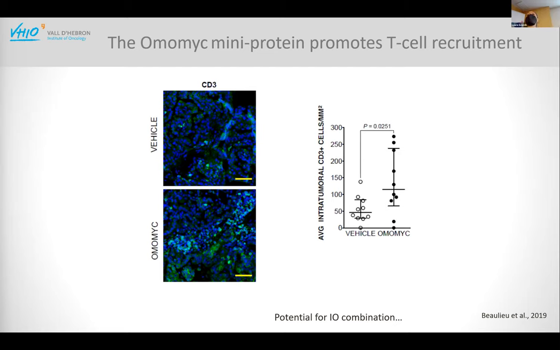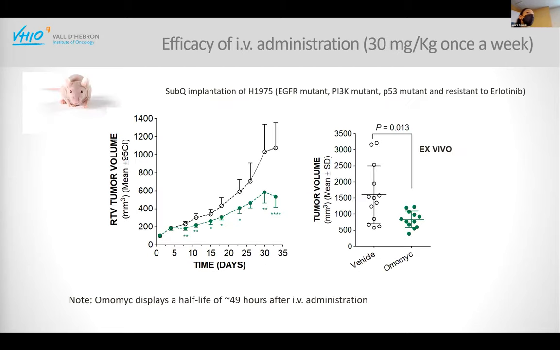And when we started talking about intranasal administration of HOMOMIC, people criticized us for that. They said, you cannot reach all the organs intranasally, and this is not going to be very well controlled in terms of dosing. So we switched to intravenous administration, again, with the fear that HOMOMIC would be degraded in the blood very quickly. And instead, we observed a half-life of almost 50 hours in the blood with HOMOMIC.